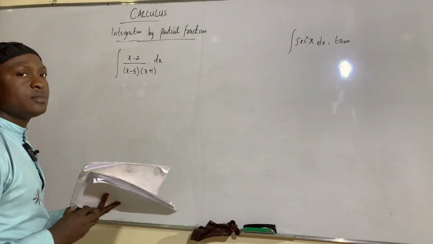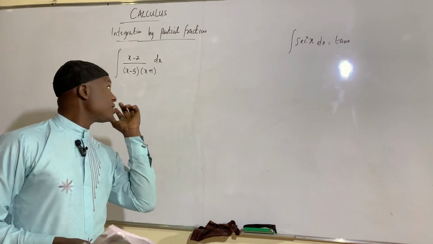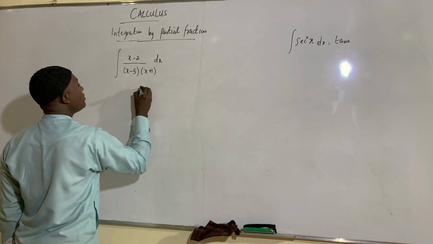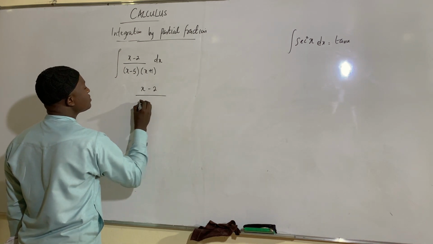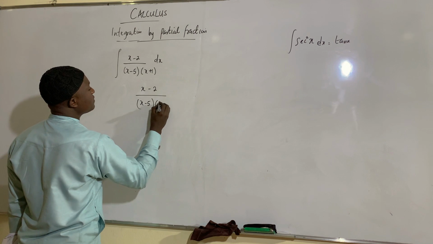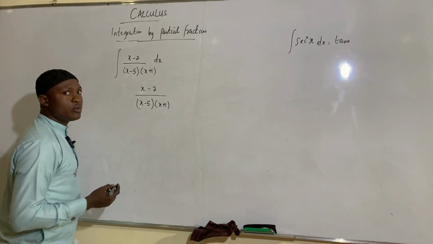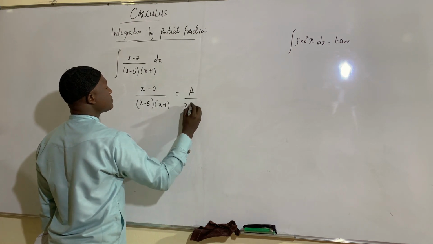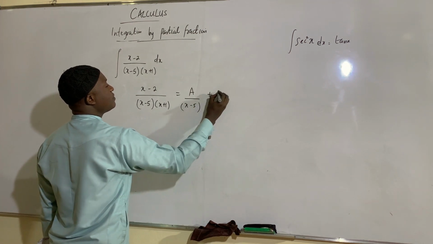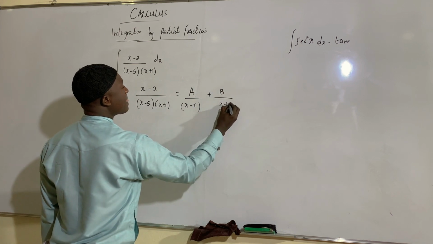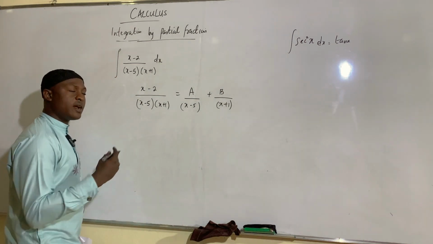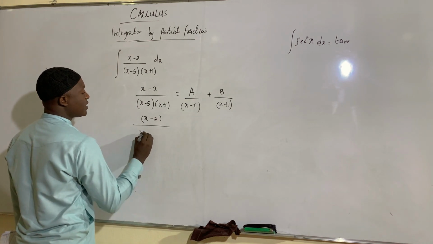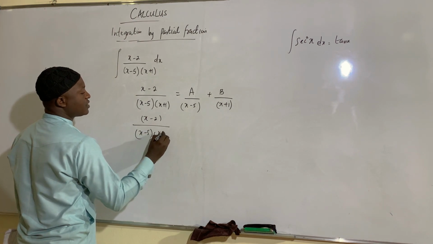So this is another problem. The first thing to do is to solve them using partial fractions, as I mentioned. Let's take the values that we have in the bracket: x minus 2, x minus 5, and x plus 1. So how are we going to do that? This is nothing but A over x minus 5 plus B over x plus 1 for the first one, and for the second one, x minus 2 over x minus 5, x plus 1.